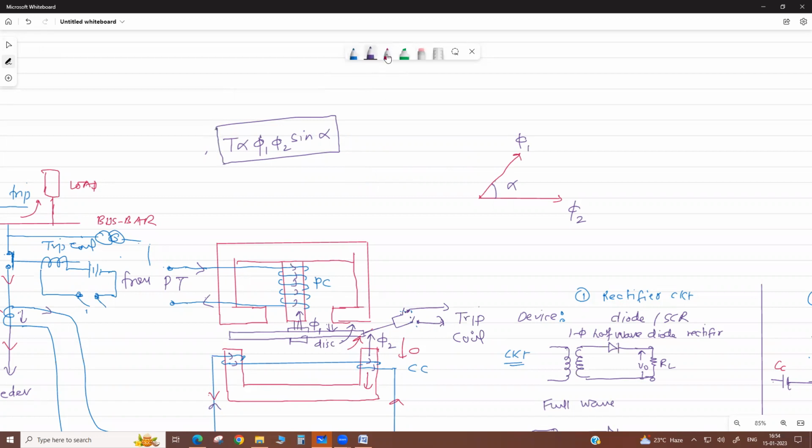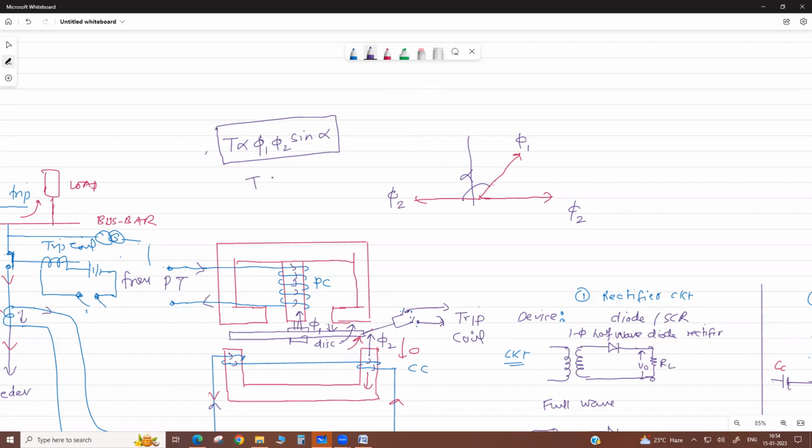Now see, if the direction of flux is reversed, it is a vector, so it has come to this side. So if this angle is changed, this direction is changed. Earlier it was this side, now it is this side. Let us call this phi 2, the new flux in the opposite direction. Due to this alpha, it is now greater than 90 degrees, which means it becomes a negative value.